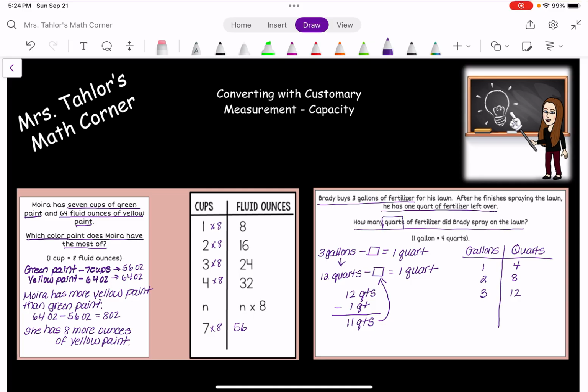So the answer to my problem is that Brady sprayed the lawn with 11 quarts of fertilizer.